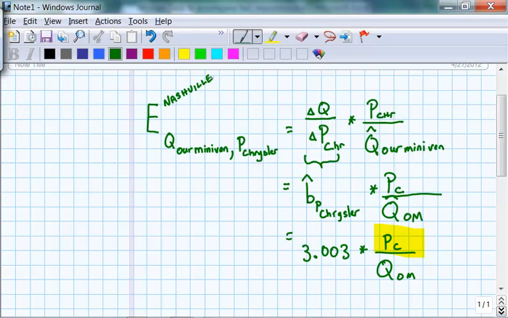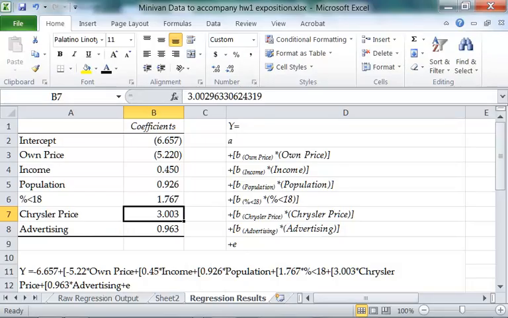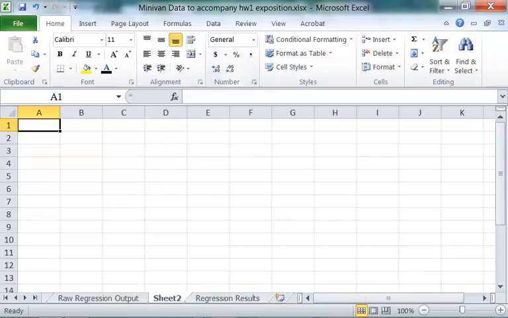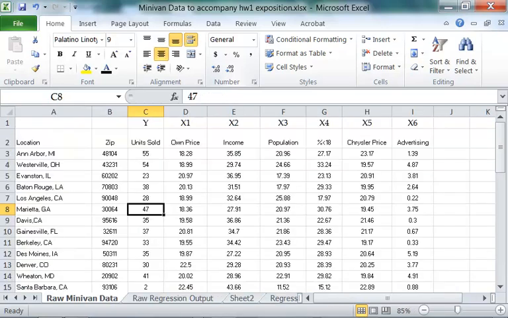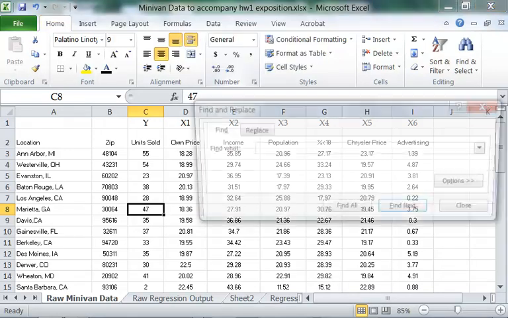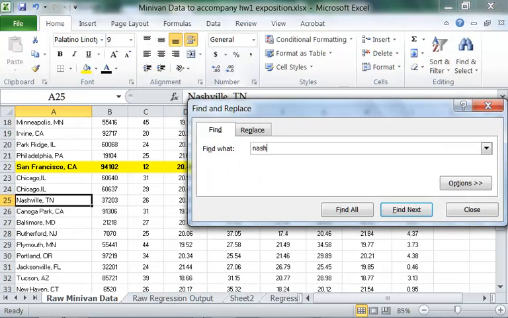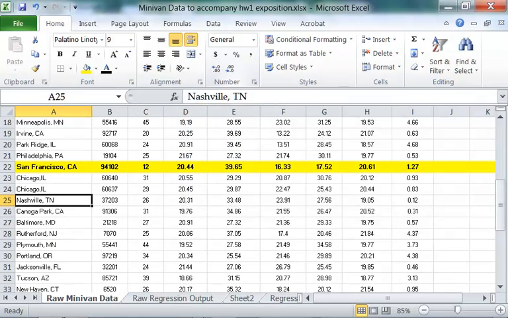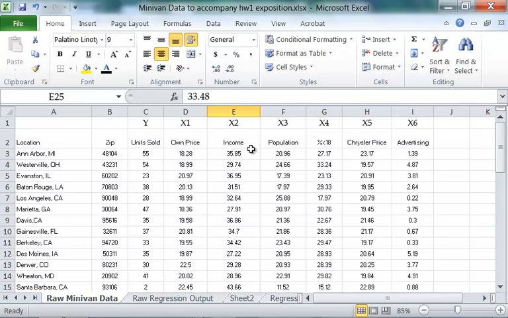So you can think of yourself as the auto dealer in Nashville. The overall elasticity, that's interesting, but you actually care about the elasticity in your own market. So we will go back to our raw data from the beginning, and we're talking about Nashville, so we'll look for Nashville. We found it, and one of these columns is going to be the price.